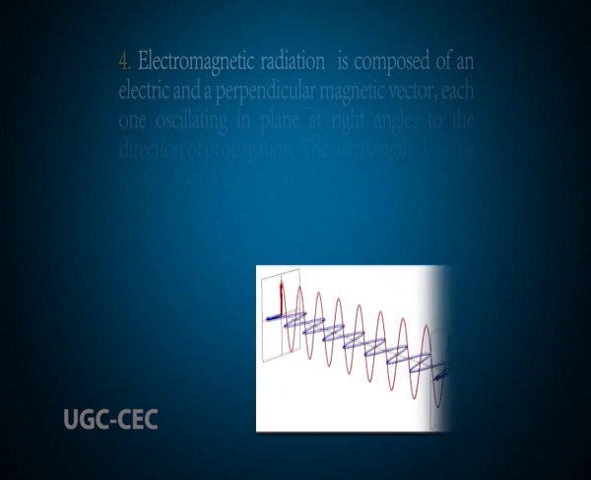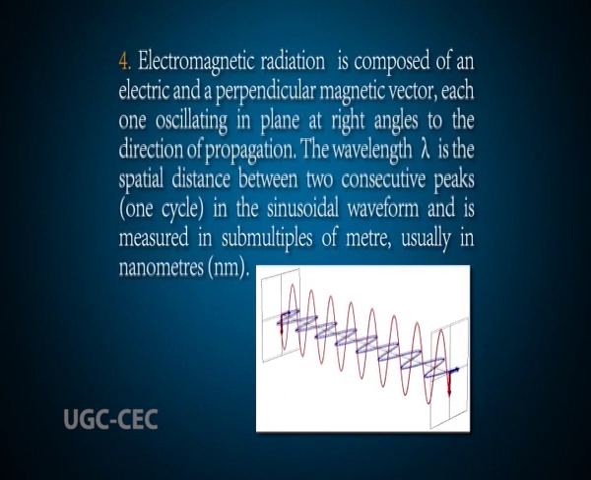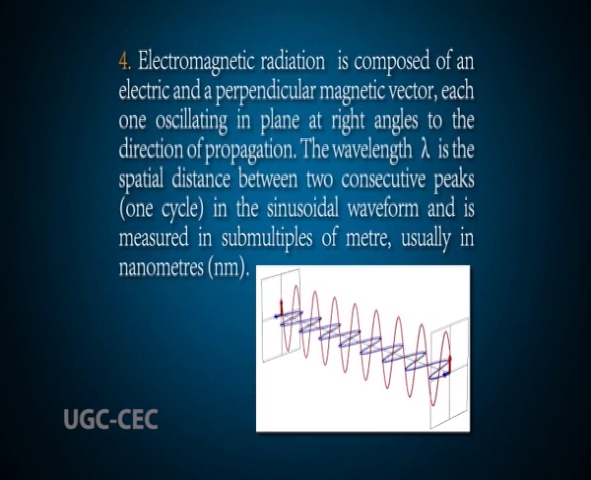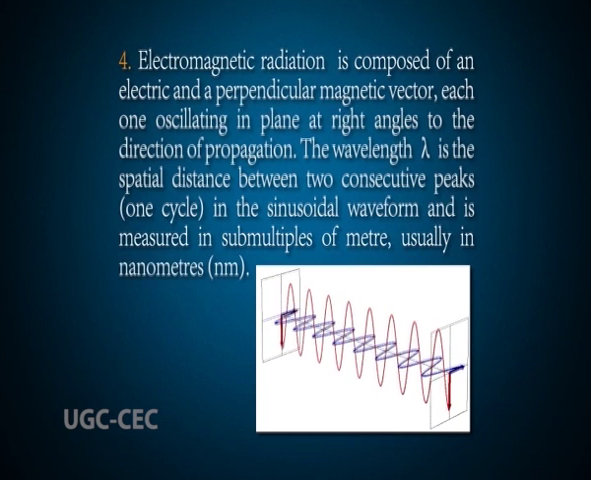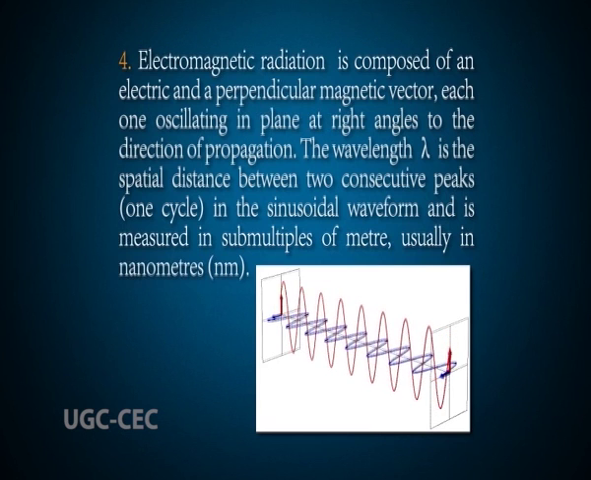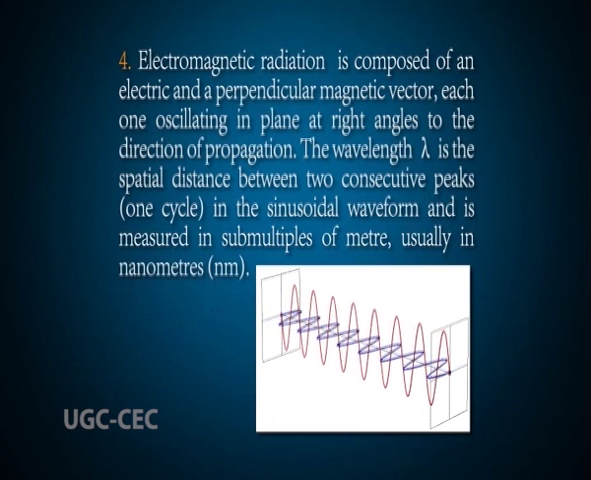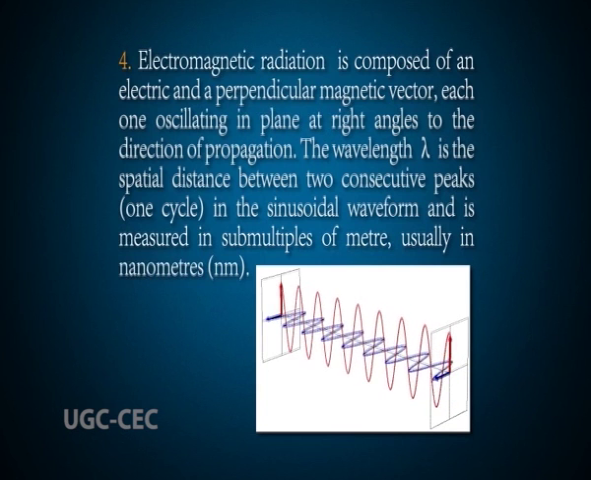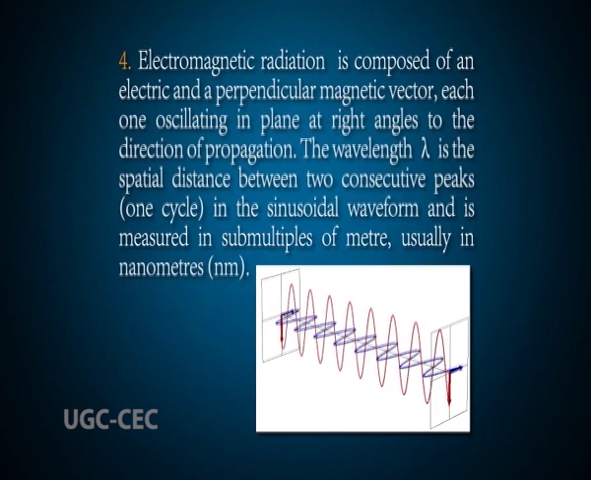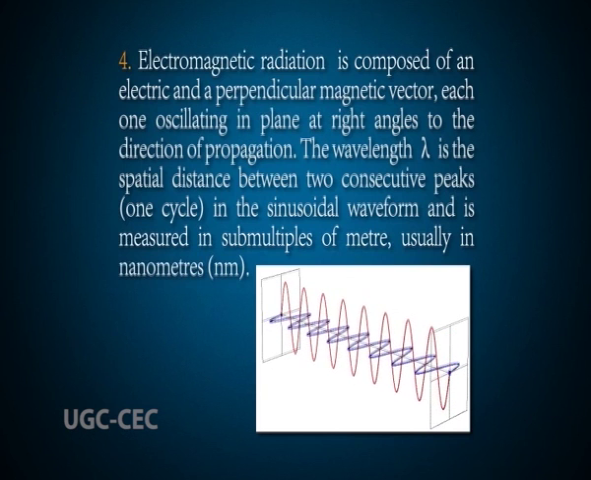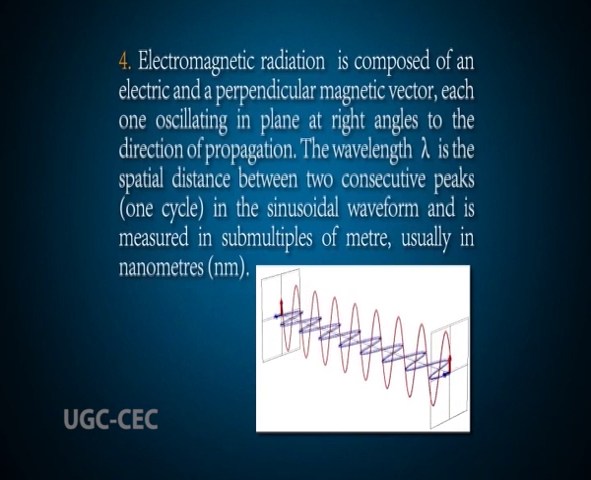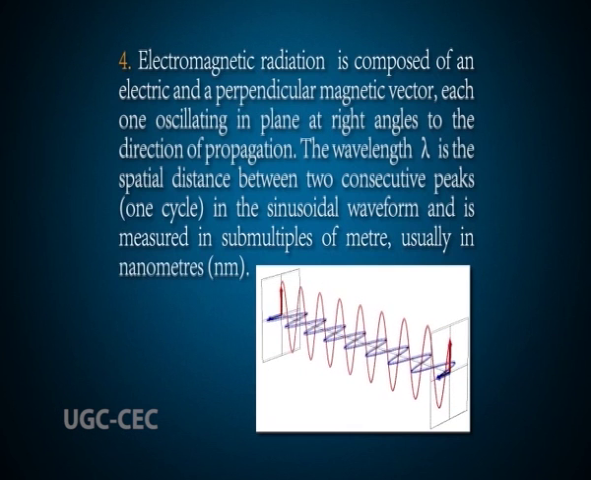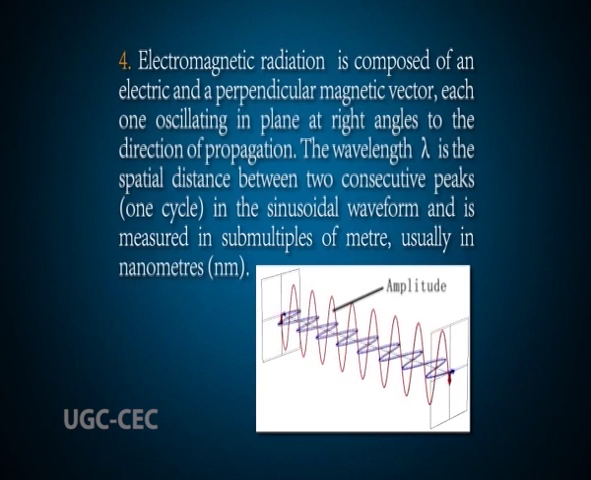predictable. Fourth, electromagnetic radiation is composed of an electric and a perpendicular magnetic vector, each one oscillating in a plane at right angles to the direction of propagation. The wavelength lambda is the spatial distance between two consecutive peaks in the sinusoidal waveform and is measured in submultiples of a meter, usually in nanometers. The maximum length of the vector is called the amplitude.